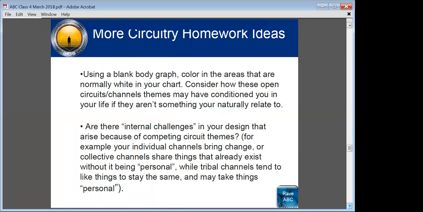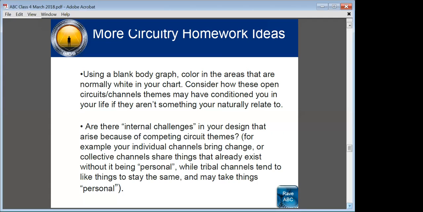And then if you want to go a little further, use the blank body graph and literally color in all the areas that are normally open or white in your chart. That can even mean that within a defined center, you've got certain gates that are normally white, normally not activated. Just look and consider how these open, whether you now see a pattern of different circuitry or channel themes, and how they may be conditioning you in your life, if that's something you're not normally naturally relating to.